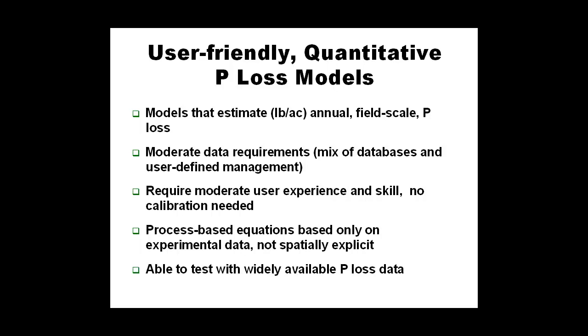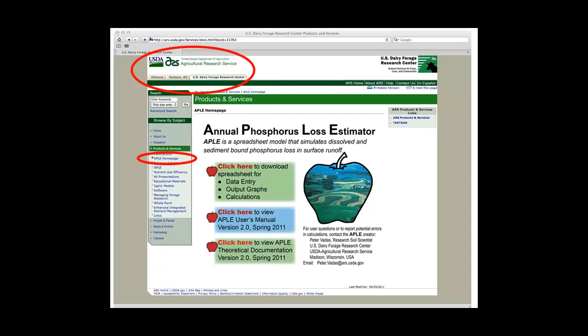But you're able to test this, and this has been my experience, with a lot of data that's available in the literature. I can take a publication from a journal, it's going to tell me, we did these things in this field, this is the phosphorus loss we measured, we had this runoff, this erosion. I can put all that through the model, and I can see whether my model is giving me a good prediction of what was measured in these studies. So I want to talk a little bit about the model that I've been working on. Some of these equations have gone into the Wisconsin P-index.